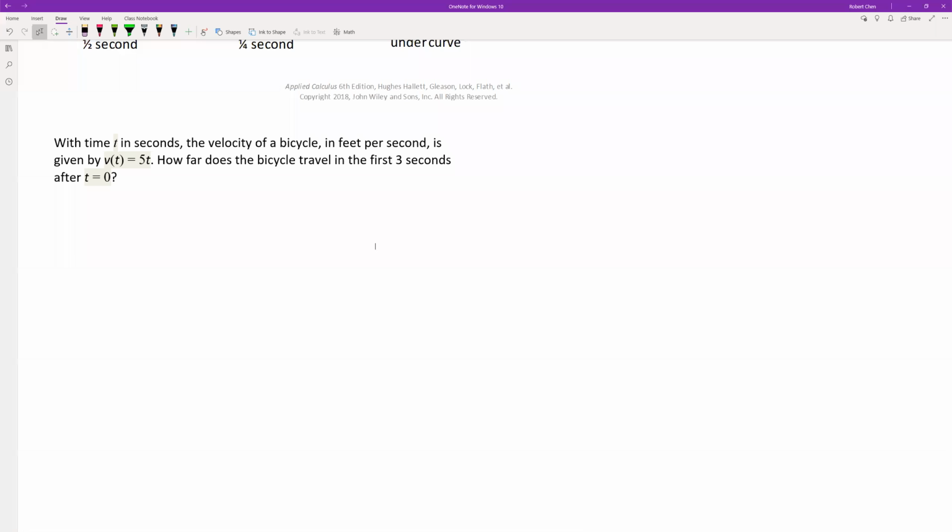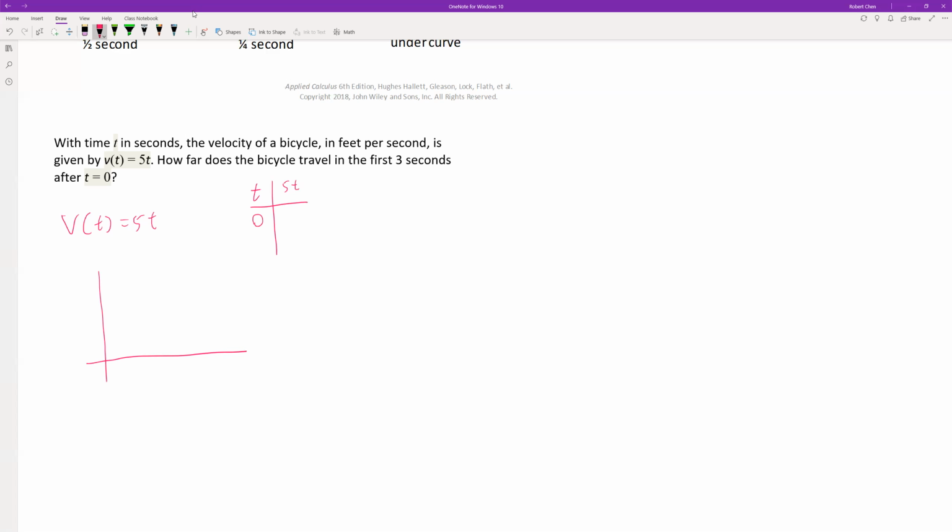All right, let's take a look at our first example. With time t in seconds, the velocity of a bicycle in feet per second is given by the function v of t equals 5t. How far does the bicycle travel in the first 3 seconds after t equals 0? So we're riding on a bicycle, starting the time, and we ride for 3 seconds with the velocity given by 5t. We want to find out how far we have traveled. So let's draw the graph first.